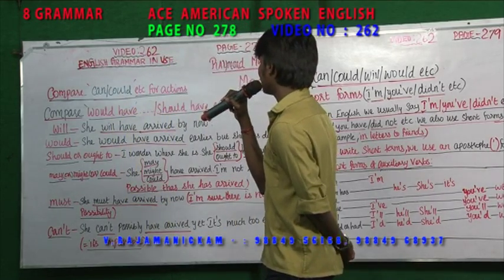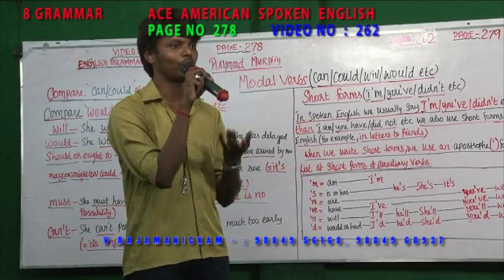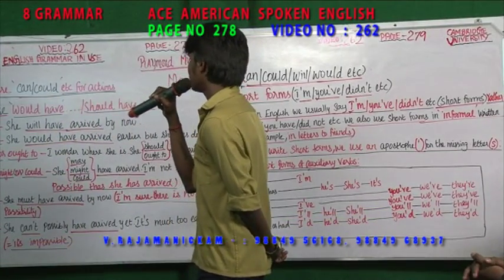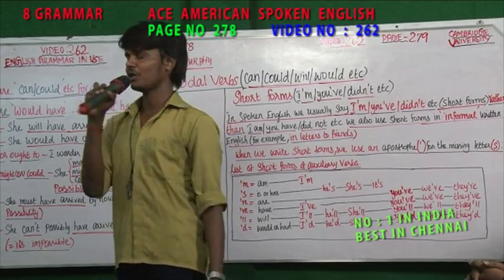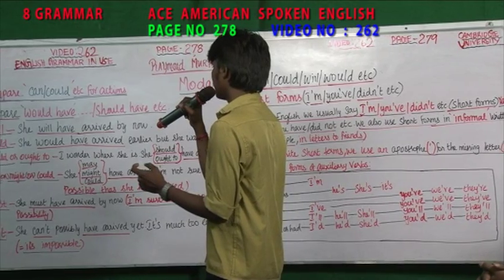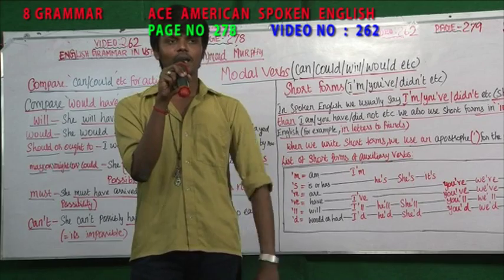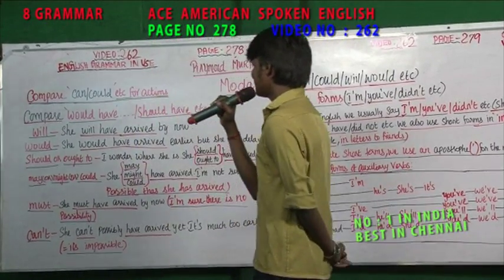I can give another example, could. Could I call you by 9 o'clock or could I call you by 10 o'clock tomorrow morning, like that? Another example for will: I will come and meet you tomorrow at 9 o'clock. Another example for may: May I come in, sir?